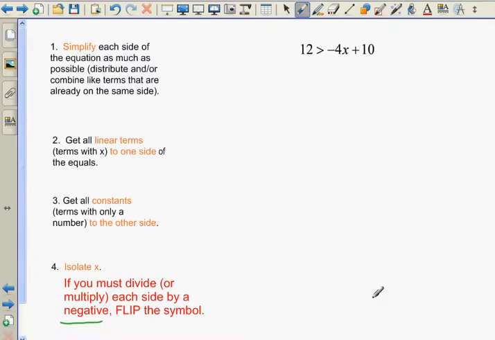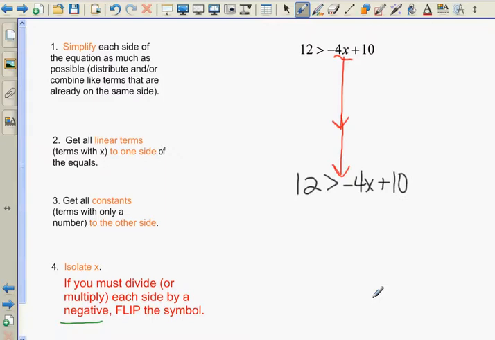Let's see, step 1, simplify both sides. Nothing to simplify with the 12, nothing to simplify on the right. Those are not like terms. So actually we're going to skip step 1. We're moving right on down to step 2. Get all linear terms to one side. Great, it's already on one side. So skipping down then to step 3. Get all constants to the other side. So I'm going to write this again. 12 greater than negative 4x plus 10.